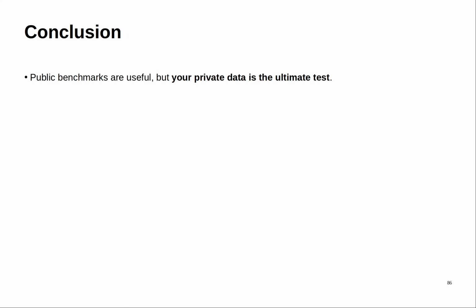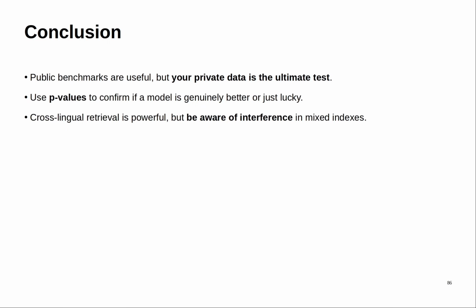You learned how to use statistical tests with the ranx library. This ensures that when you say one model is better than another, you know it is because of actual performance and not just random luck. We also explored the multilingual capabilities of these models. We saw how vector spaces can be language agnostic, allowing us to retrieve English answers using Arabic questions. But we also saw the trade-off. When we add too many languages to one index, this can introduce noise and interference.